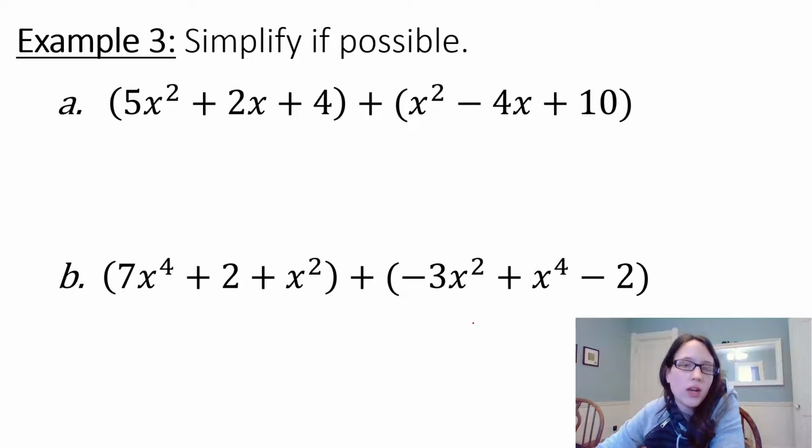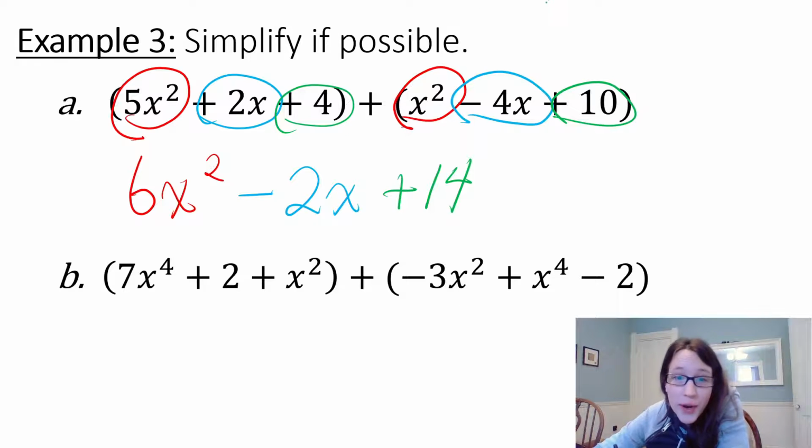Pause the video here and try example 3 on your own, please. All right, so our first one, notice I kind of color-coded it, should be 6x squared minus 2x plus 14. My guess is that the places we're going to mess up are with these negatives here. 2x minus 4x is negative 2x, so make sure that's a minus sign. But if you got it right, then awesome.